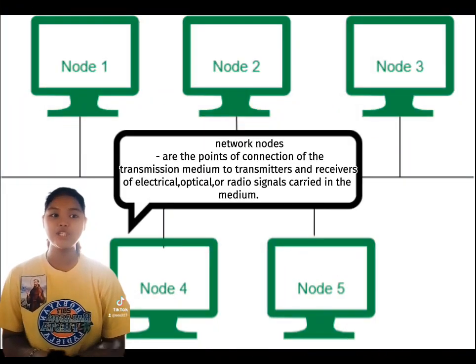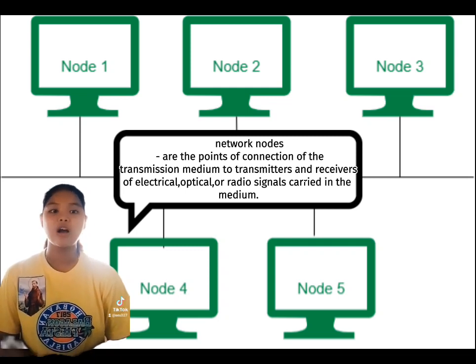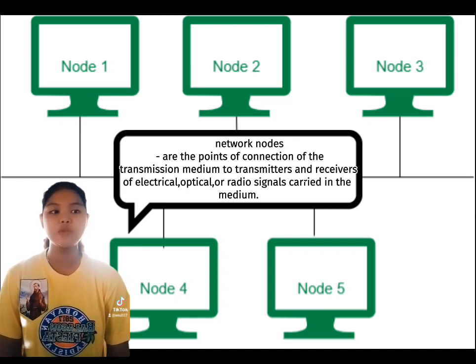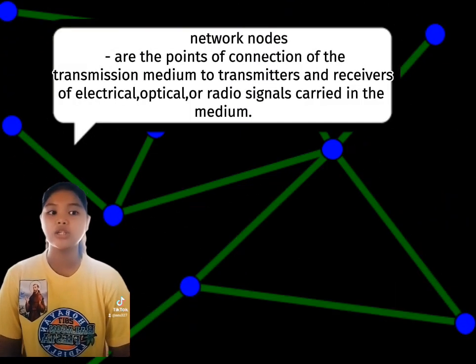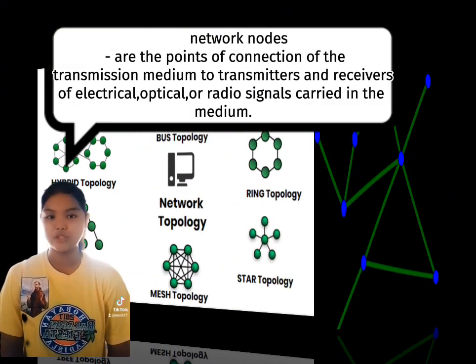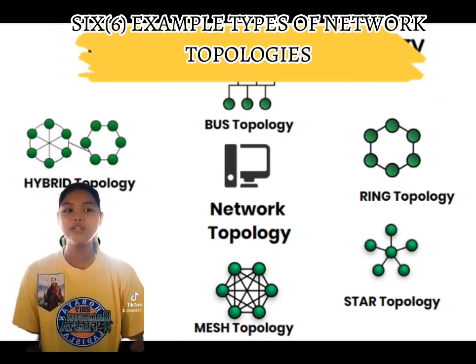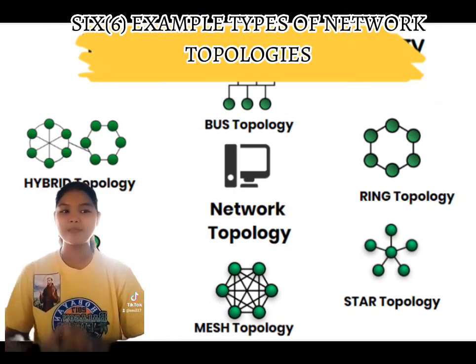For additional knowledge, network nodes are the points of connection of the transmission medium to transmitters and receivers of electrical, optical, or radio signal carried in the medium. Now, I'm going to give you 6 example types of topology.